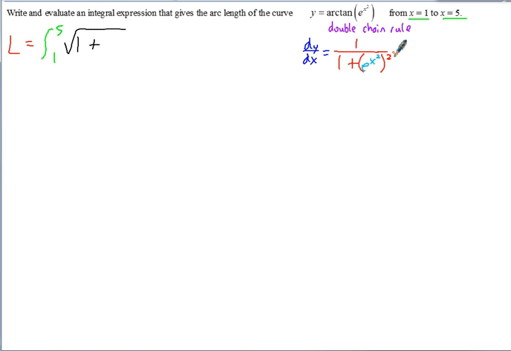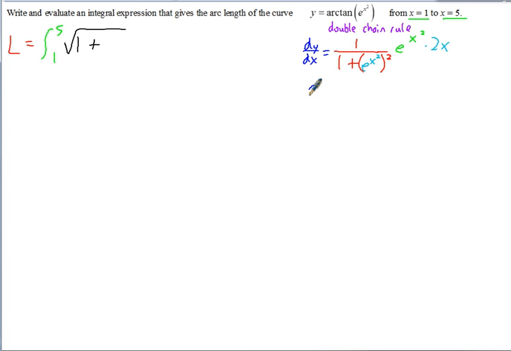That's the derivative of arctangent. Then you take the derivative of the next function inside, which is e to the x squared. Well, that just stays the same, e to the x squared, when you take the derivative. But finally you need the derivative using the chain rule of x squared, which is 2x.